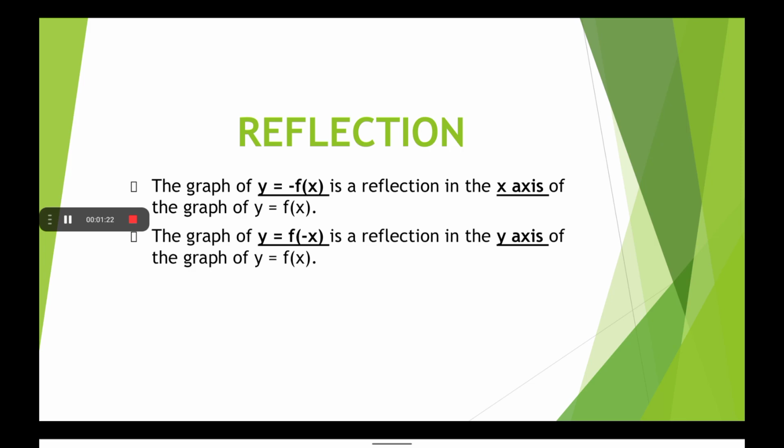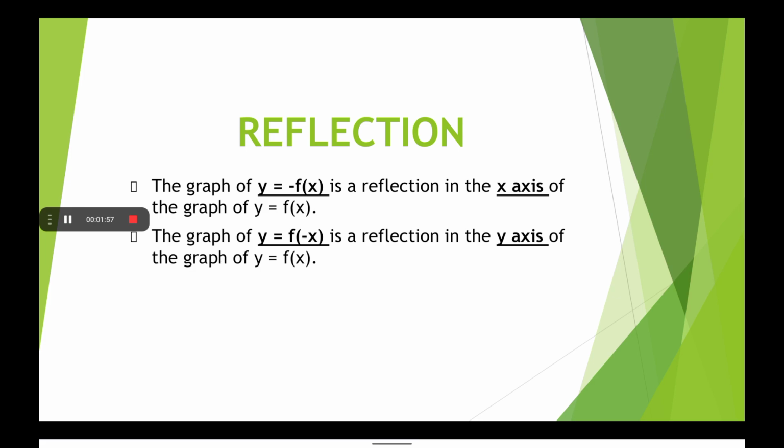What is reflection? We all know what reflection is, that means the mirror image, right? In this graph, if the given graph is y equals f of x, we need to obtain the graph y equals minus f of x. We draw the reflection of the given graph. If the negative sign is here, we just draw the reflection of the given graph. If we need to draw the graph y equals f of minus x, we just draw the reflection of the graph.